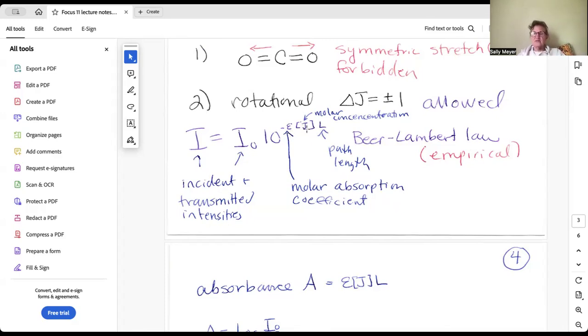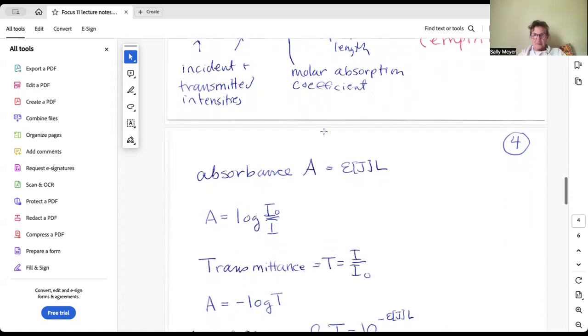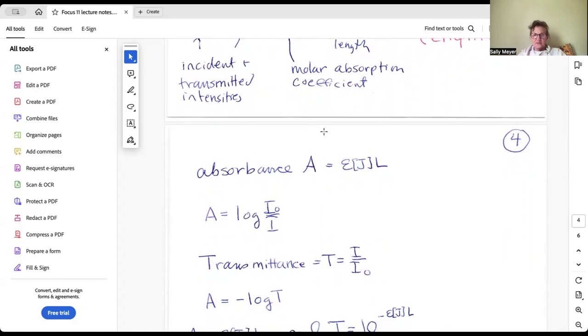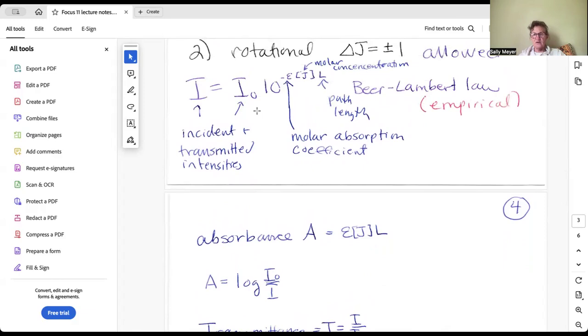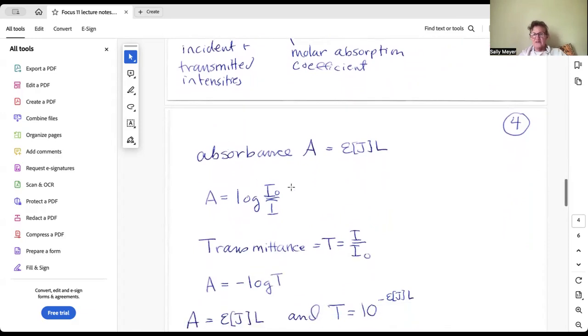And how many molecules you have is going to determine, therefore, how much light is absorbed, as well as how many of those molecules your light's going through. So that means absorbance, which is defined as the log of the intensity that you hit your sample with versus what's coming out. Just rearranging this equation, you can define absorbance to be the log of that ratio.